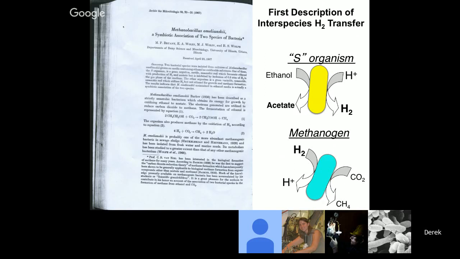One was the methanogen, which can consume hydrogen with the reduction of carbon dioxide to methane, and the other organism was what was called the S organism. The S organism metabolizes ethanol to acetate with the reduction of protons to hydrogen gas. So this consortium was converting ethanol to methane with interspecies hydrogen transfer.